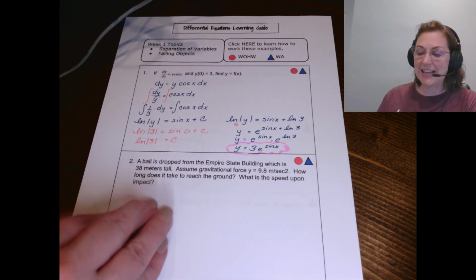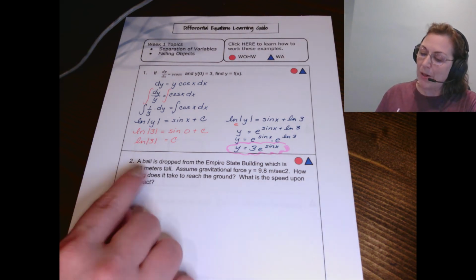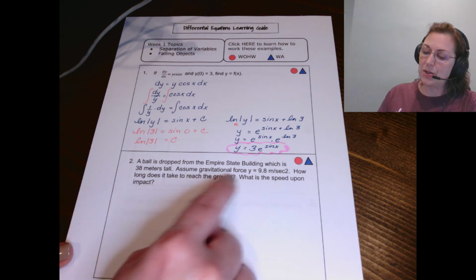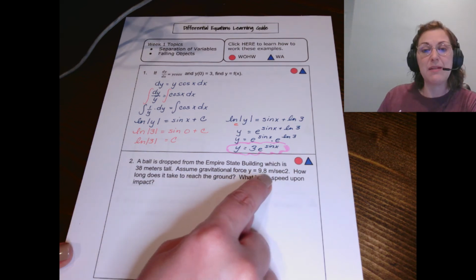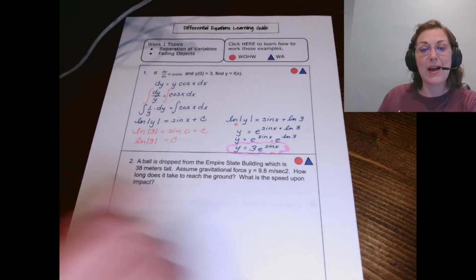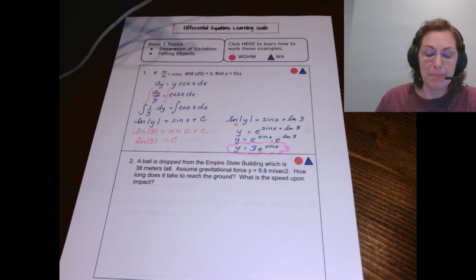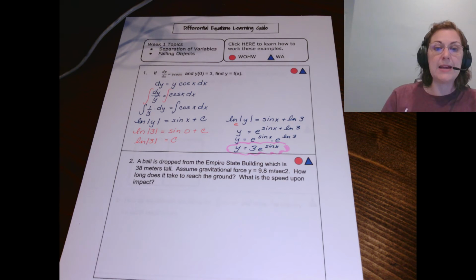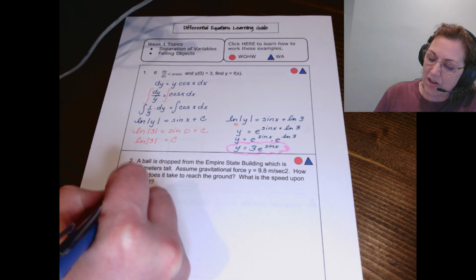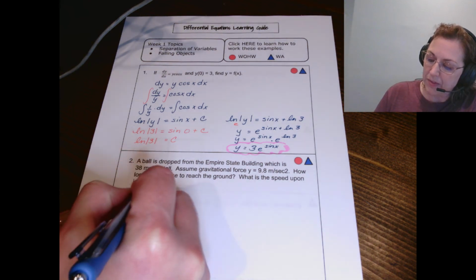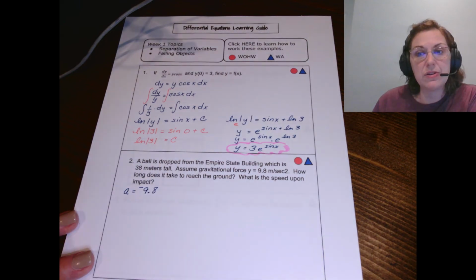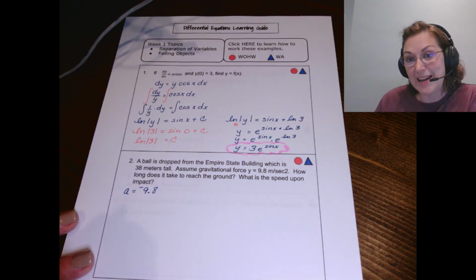Now let's look at the second problem. A ball is dropped from the Empire State Building, which is 38 meters tall. We're going to assume the gravitational force is 9.8 meters per second squared. How long does it take the ball to reach the ground? What is the speed upon impact? So let's assume the gravitational force is our acceleration. Because the object will be moving back to the Earth, we're going to treat that as a negative 9.8.